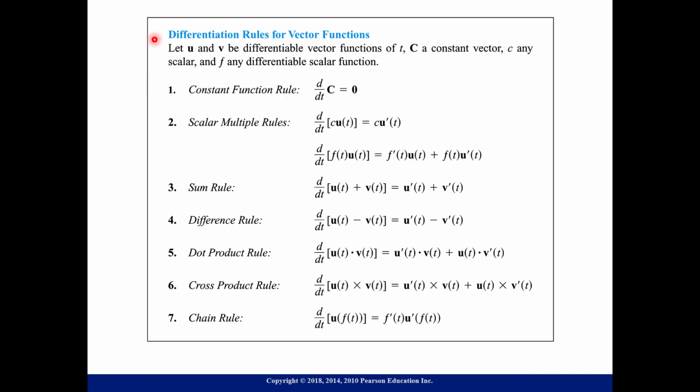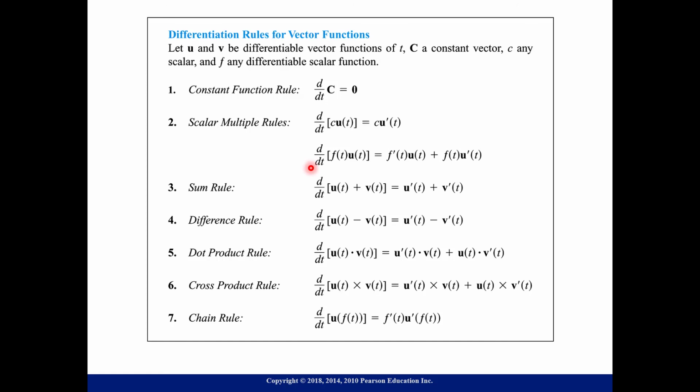So I just want to show you these differentiation rules for vector functions. Some of them are pretty straightforward from your rules for differentiation with scalar valued functions. u and v just represent differentiable vector functions, and c represents a constant vector. You have your constant function rule right here, number 1. The derivative of a constant vector is 0. Scalar multiple rules, you can factor out that scalar and then take the derivative, just like you did with scalar valued functions.